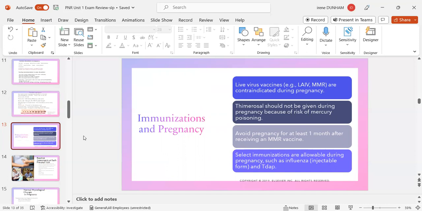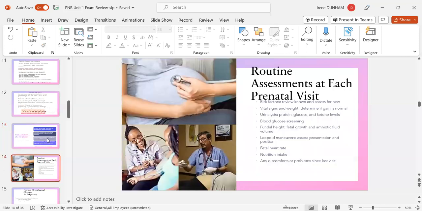So if she's not pregnant and she's coming in for a preconception visit, which is lovely, and you find out she's not immune, then you can give the shot, but she has to wait 1 month after receiving that MMR. So the thing is, you can never give rubella during pregnancy. And then you just select immunizations that are allowable during pregnancy, and we went over that. You can give the flu, the injectable form, and the Tdap. That's it. Okay, so let's go on.